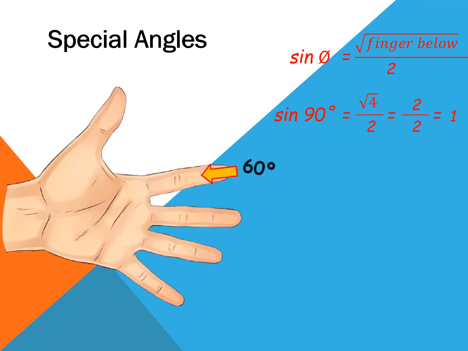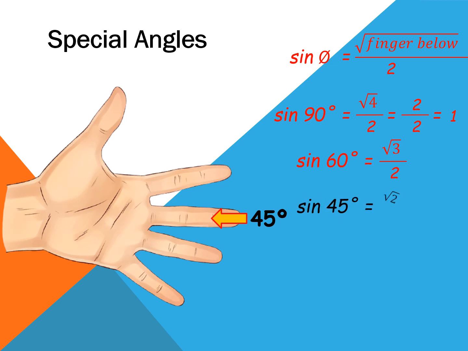Next, we will get the sine of 60 degrees. Again, fingers below over 2. How many fingers below the arrow? There are 3 fingers, so therefore, sine 60 degrees is equal to square root of 3 over 2. Next, we will get the sine of 45 degrees. Again, the number of fingers below is equal to 2. Therefore, sine 45 degrees is equal to square root of 2 over 2.